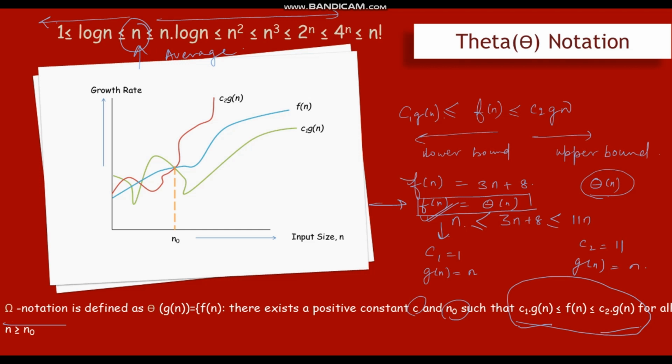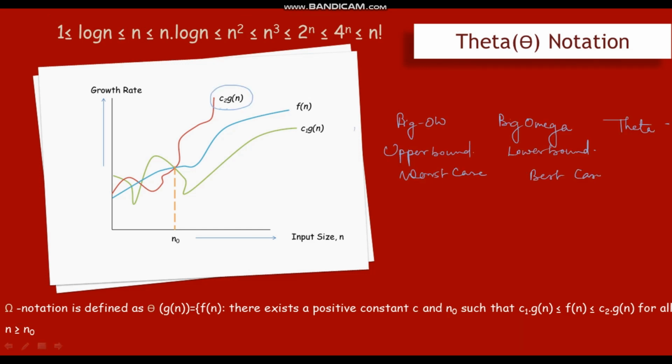f of n is equal to theta of n, f of n is equal to theta of 1, and f of n is theta of 4n. So here only f of n is equal to theta of n will be considered. No value above or below the particular function would be treated as the average case analysis.